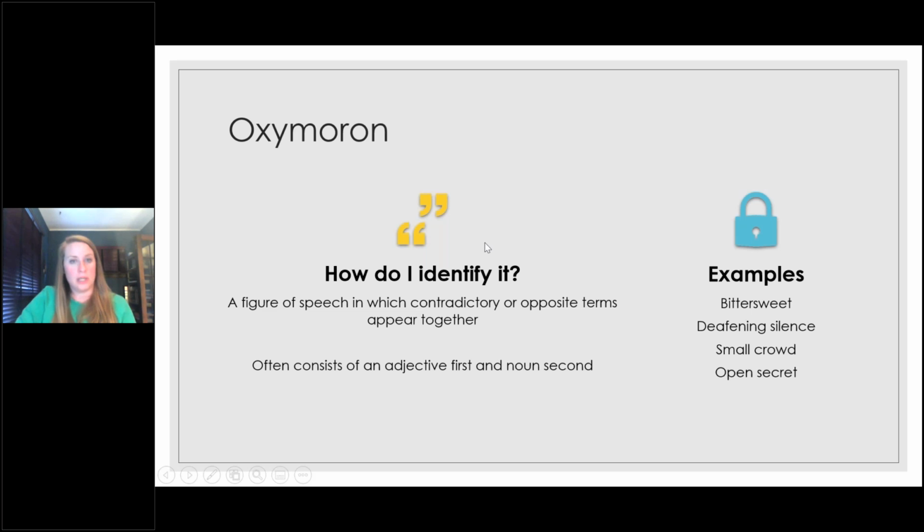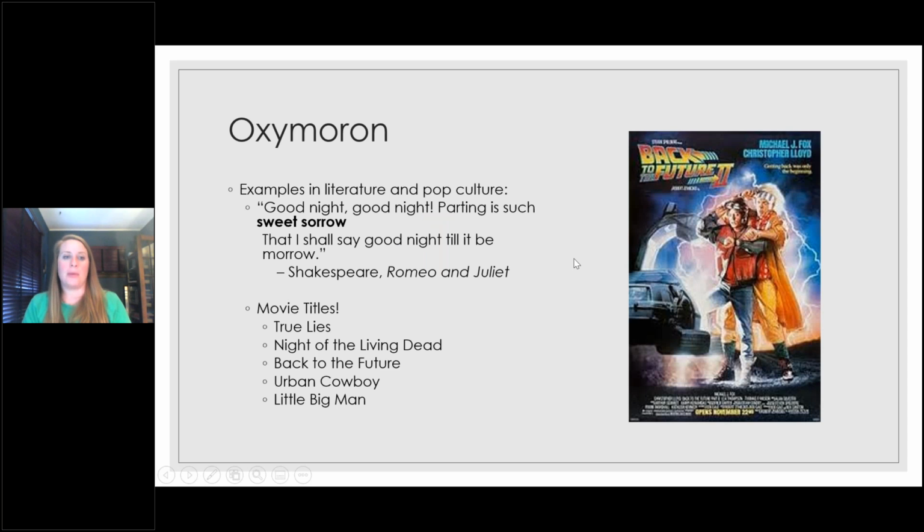So some examples in literature and pop culture: Shakespeare in Romeo and Juliet used the oxymoron sweet sorrow, where the line says, "Good night, good night, parting is such sweet sorrow, that I shall say good night till it be morrow." So sweet sorrow is basically bittersweet. Saying goodbye is sad, but at least that means that I'll see you tomorrow, and that's the good thing, right?